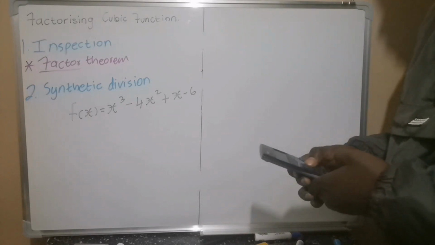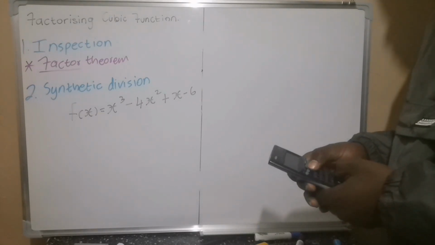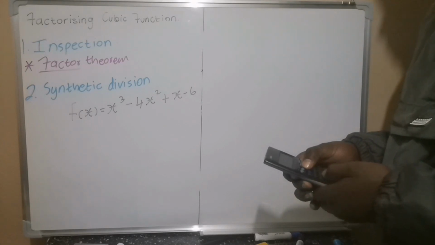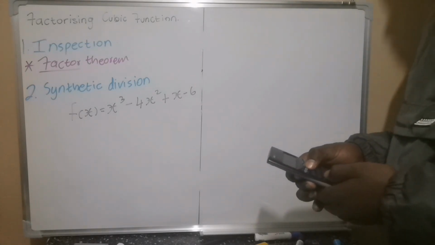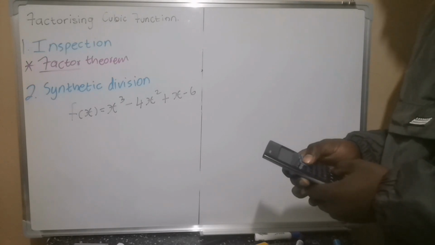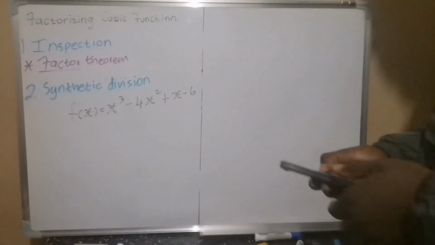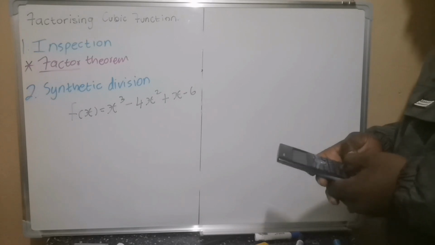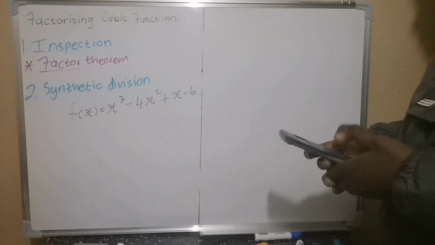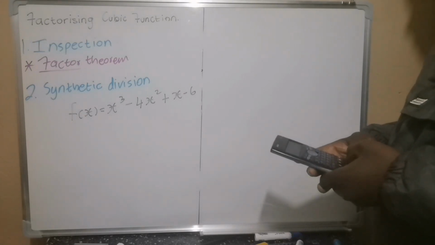If I put in 1 where I see x, 1 minus 4 times 1 squared plus 1 minus 6, so it's plus 1. It gives me negative 8. When I put in negative 1 where I see x, it gives me negative 12. When I put in 2, okay guys, let me just put it properly here. So if I have negative 1 cubed minus 4 times negative 1 squared plus 1 plus 6, it gives me 2.